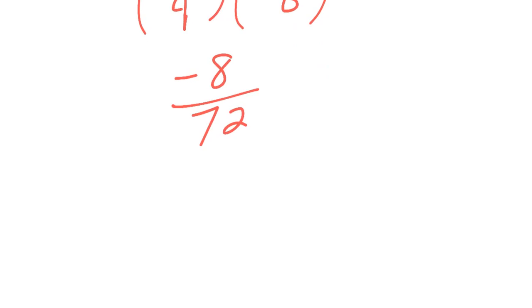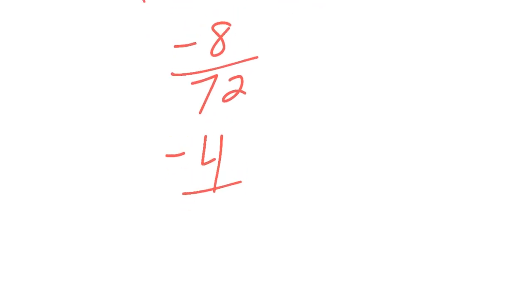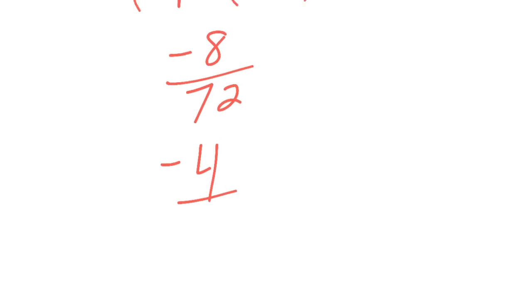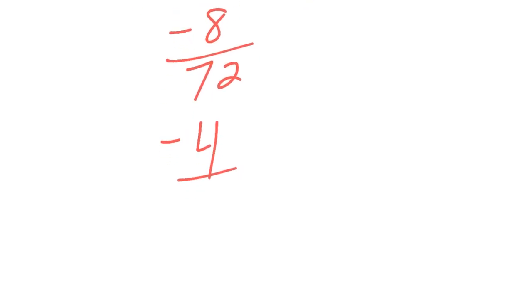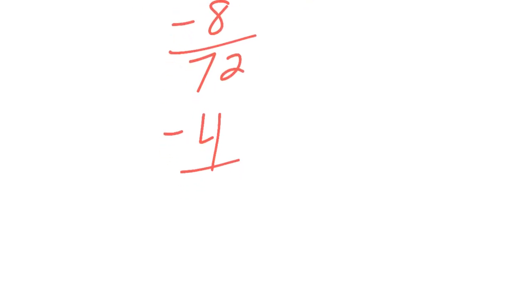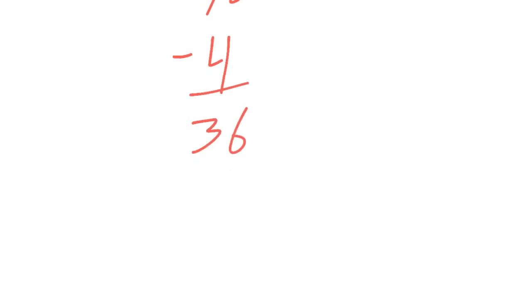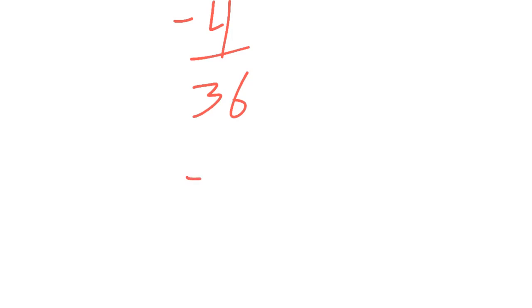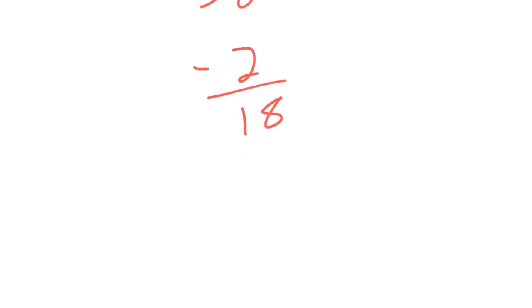But then that's a fraction that can be reduced, right? Because they're both at least divisible by 2. -8 divided by 2 makes -4. 72 divided by 2 makes 36, but then those are both even, so you can divide the top and the bottom by 2 again, so you get -2 over 18, which they're both divisible by 2 again, so -1/9 is our final answer.